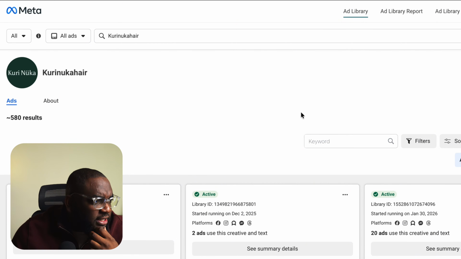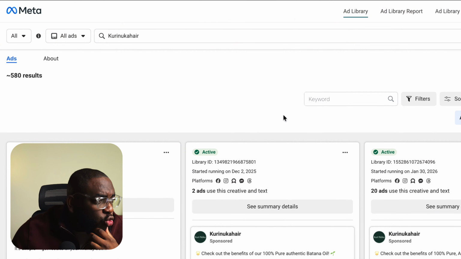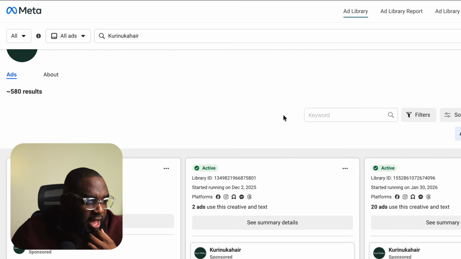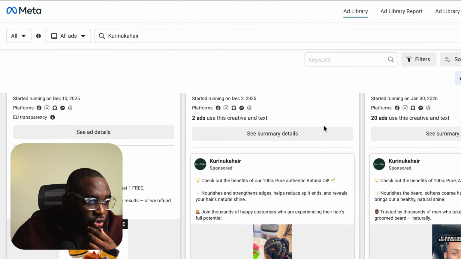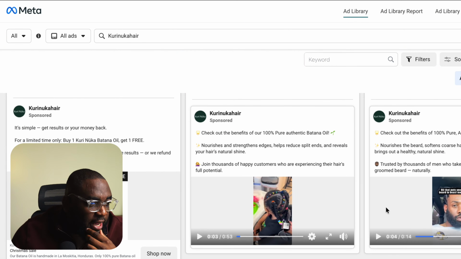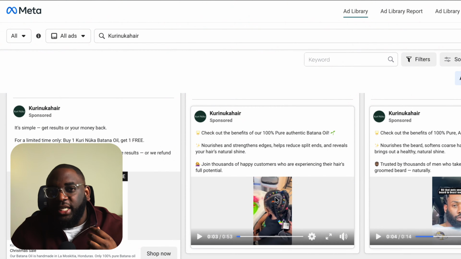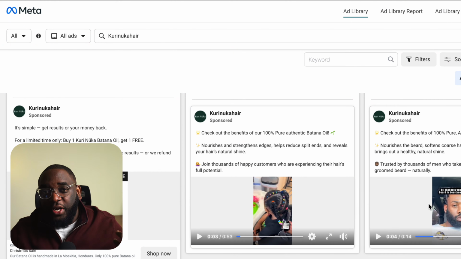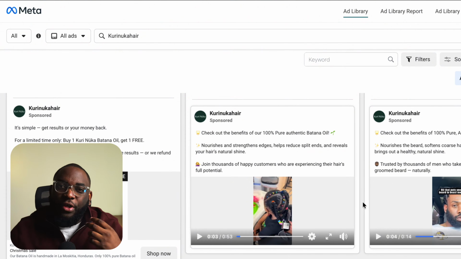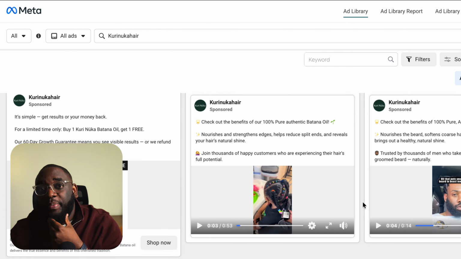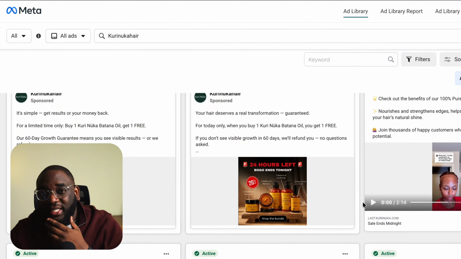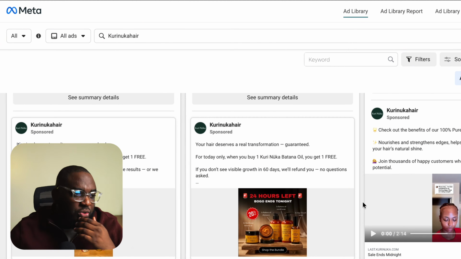Let's look at another one. For pain points, there are these guys called, I'm going to butcher this name, Kurinuka Hair. I knew I was going to butcher this name. They sell products for hair, African hair to be precise, whether it's for men or women, whether it's your beard care kit or essentials, or the one on your head, that sort of thing.